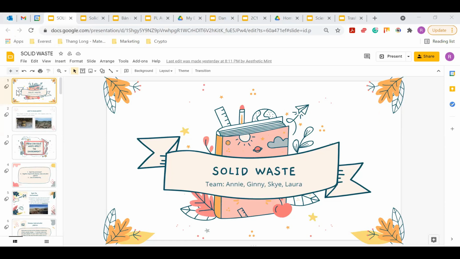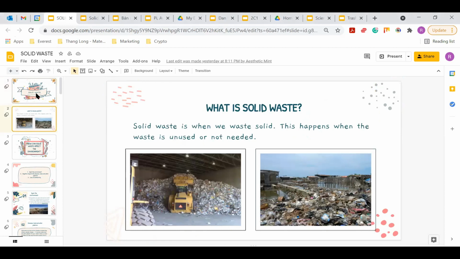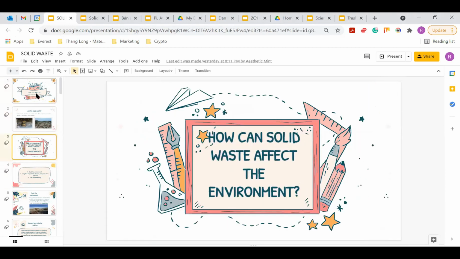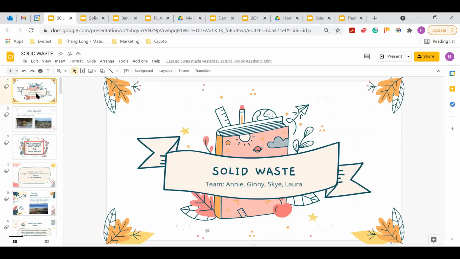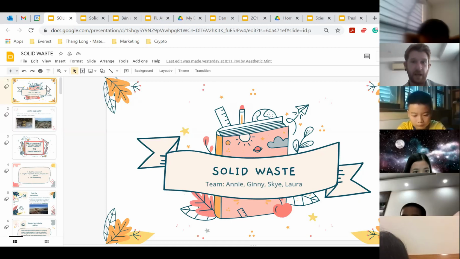Okay. You guys, you're missing a step though. You're missing an introduction to the project. You're explaining what solid waste is and how it can be impactful to the environment, but you're not giving details about what this project is actually about. You're not doing a presentation on solid waste. You're doing a presentation on how to remove solid waste or how to reduce solid waste. So you've missed a step there.